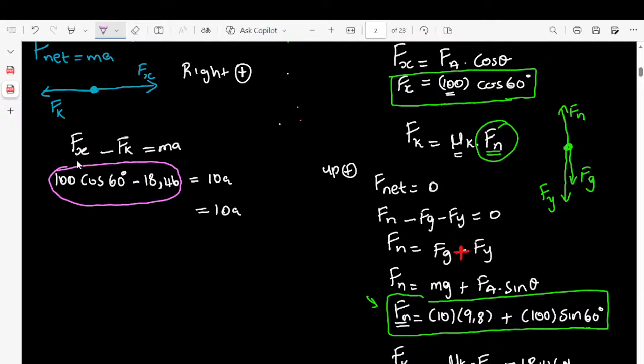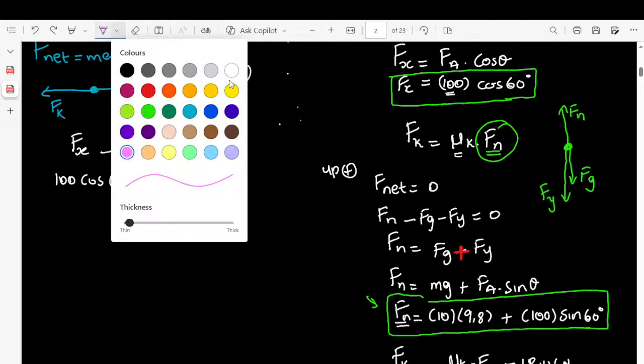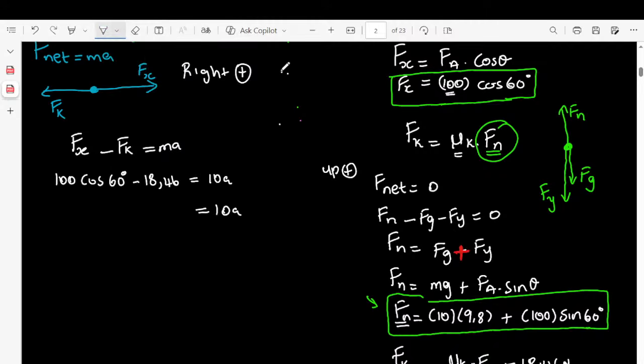Let's see if we're going to get the same answer as Busisiwe. 31.54. So Busisiwe got the answer for acceleration, and Busisiwe is saying that acceleration is 3.15 meters per second squared. Let's see if we get the same answer. So someone said this is 31.54. Let's make A the subject of the formula.